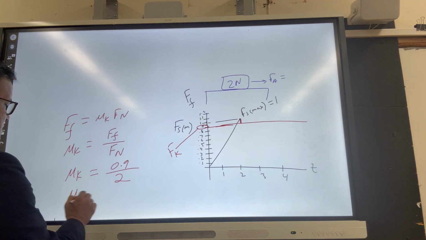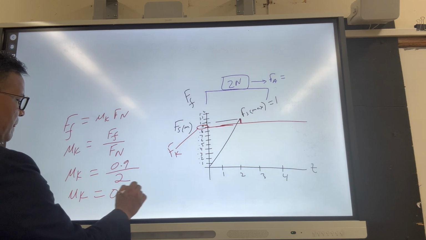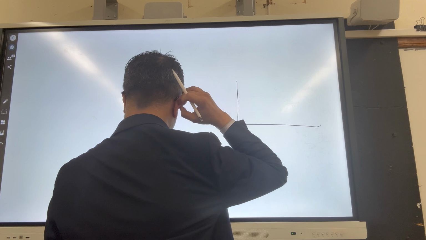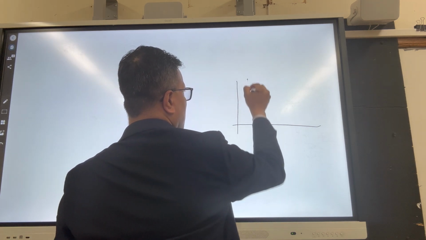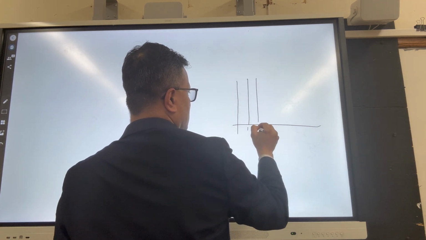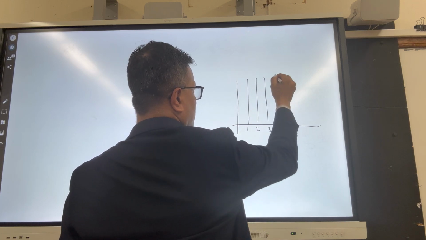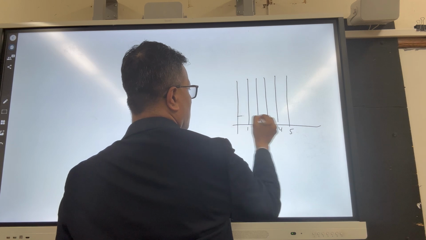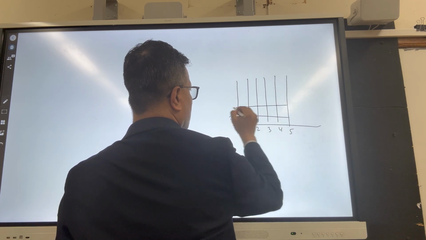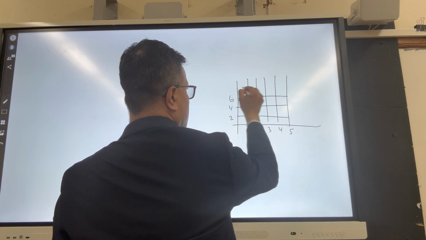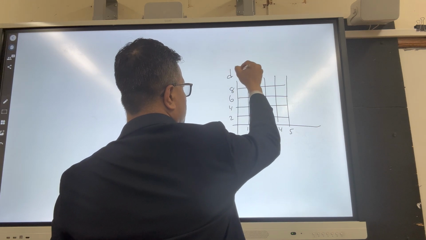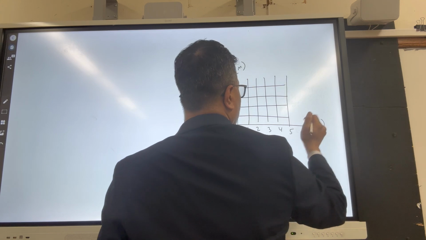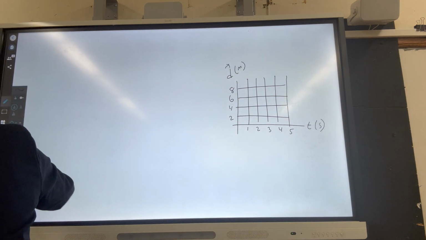Mu k is 0.45. All the physics students studied this problem. The journey is 5 seconds long: 1, 2, 3, 4, 5 seconds. And this is 2, 4, 6, 8. This is displacement in meters, and this is time in seconds. Many of you got it wrong, not sure why.